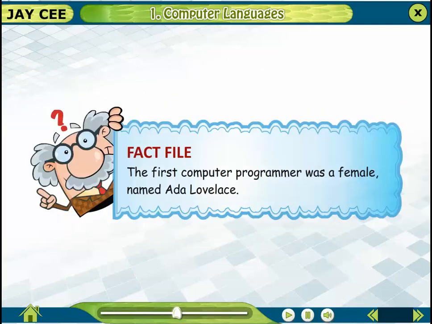Fact file. The first computer programmer was a female named Ada Lovelace.